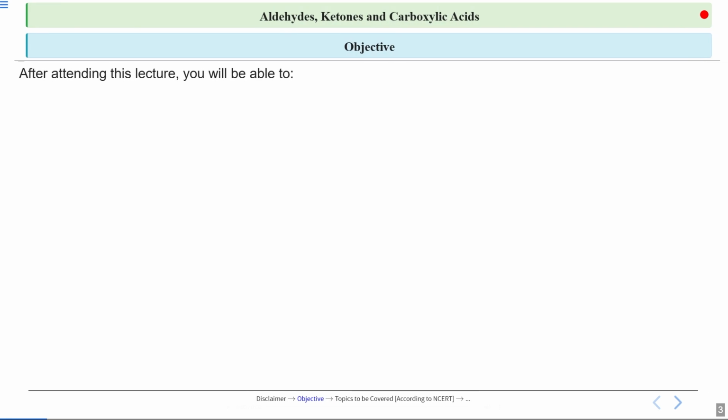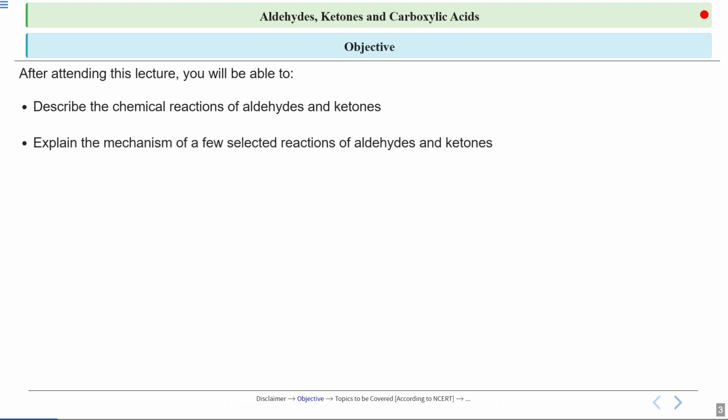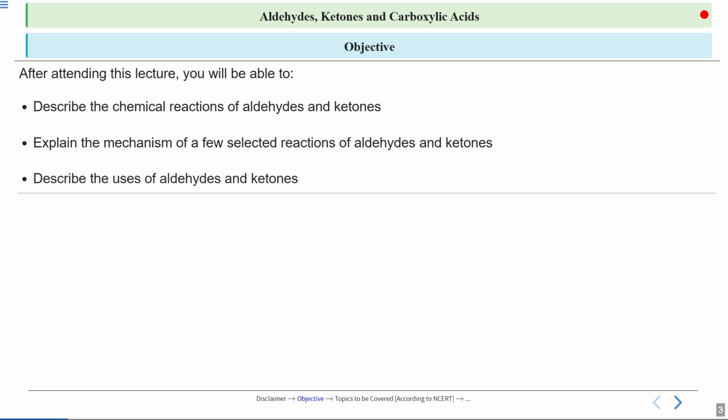So today's learning objective: after attending this lecture, you will be able to describe the chemical reactions of aldehydes and ketones. And you will be able to explain the mechanism of a few selected reactions of aldehydes and ketones. And then we will describe the uses of aldehydes and ketones.